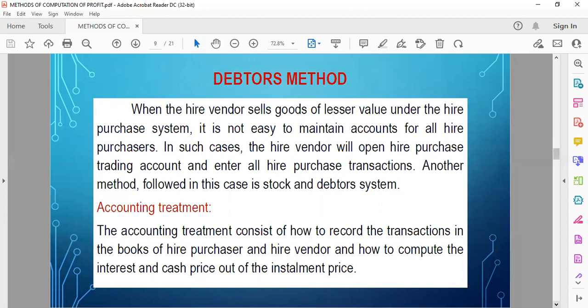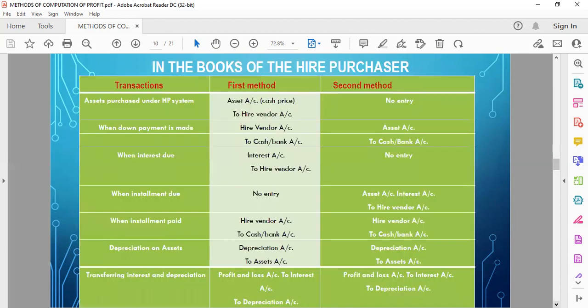The accounting treatment consists of how to record the transaction in the books of hire purchaser and hire vendor, and how to compute the interest and the cash price out of the installment price. Then we can see the journal entries in the books of the hire purchaser. The transactions I have given and the two methods are also there. The first method and the second method also I have given here.